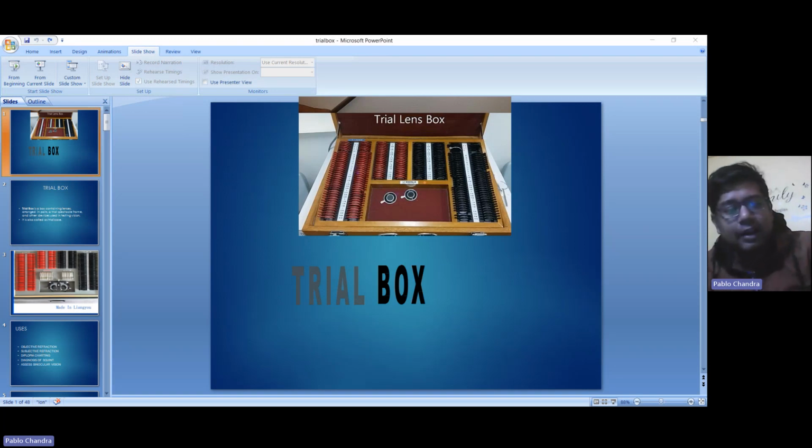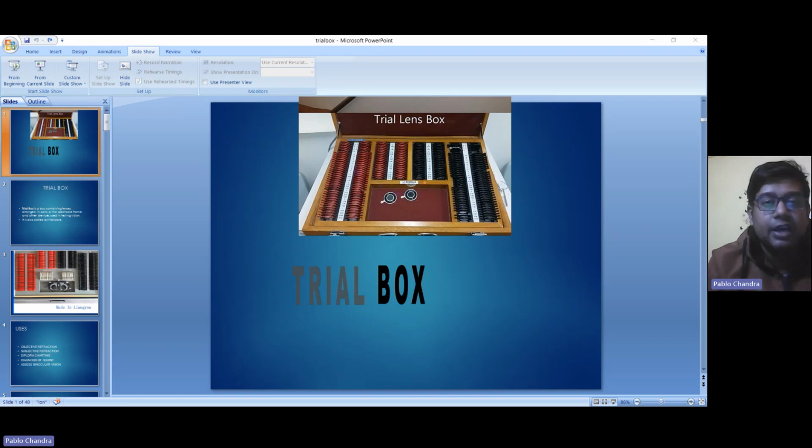This is another very important test, which tells us about different types of halos, and also checks the cylindrical axis and the power correction. So what are the uses? As I was telling you, the axis of the cylinder, the Emsley-Fincham test, which is used for halos to find out whether the patient has astigmatism, and it can also be used for the vertex distance measure test.